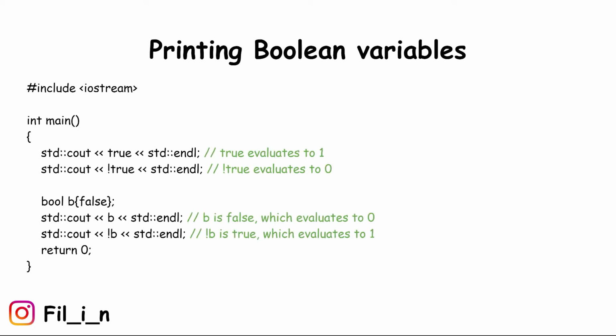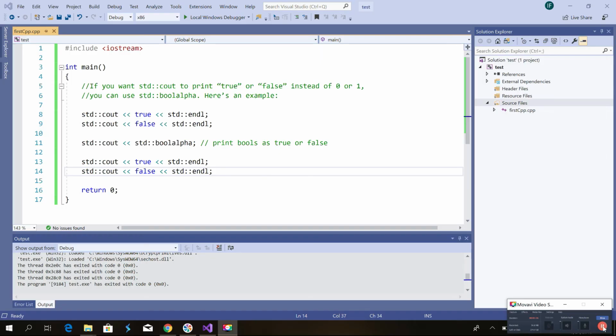#include <iostream>. int main. std::cout << true << std::endl. true evaluates to 1. std::cout << !true << std::endl. not true evaluates to 0. bool b = false. std::cout << b << std::endl. b is false, which evaluates to 0. std::cout << !b << std::endl. not b is true, which evaluates to 1. return 0.